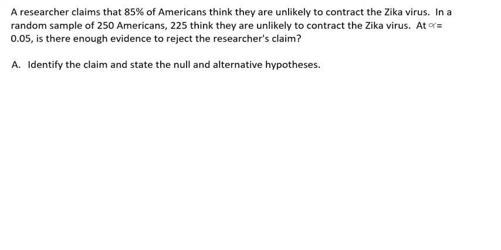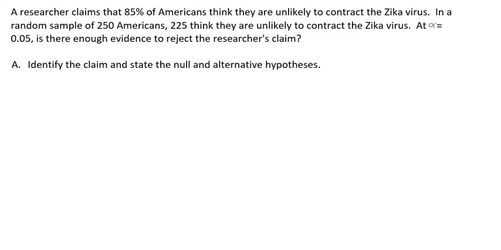A researcher claims that 85% of Americans think they are unlikely to contract the Zika virus. In a random sample of 250 Americans, 225 think they are unlikely to contract the Zika virus. At alpha equals 0.05, is there enough evidence to reject the researcher's claim?